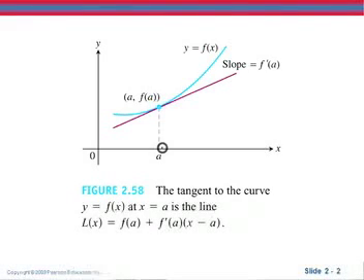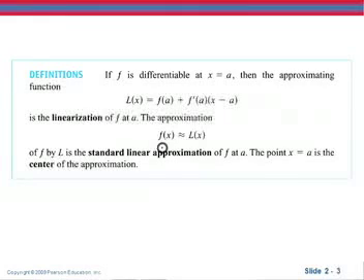of our graph. Now if f is differentiable at x equals a, the approximating function, L of x, is the linearization of f at a. Now this approximation, f of x is approximately L of x, holds if we are looking at a value that's very close to a. Now a is what we call the center of approximation. For a very brief interval to either side of a, the y values along that tangent line will be very good approximations to the y values on the curve.